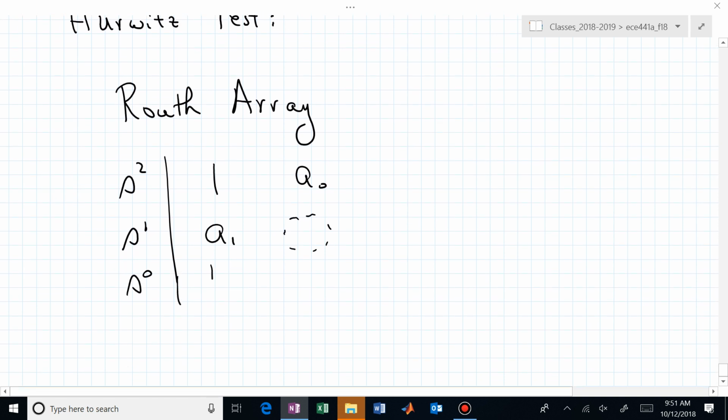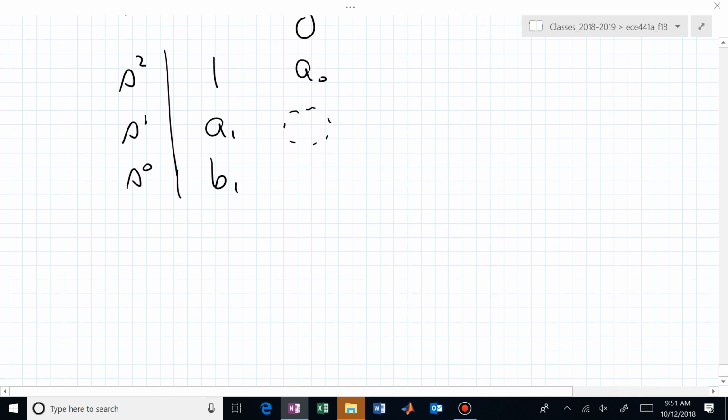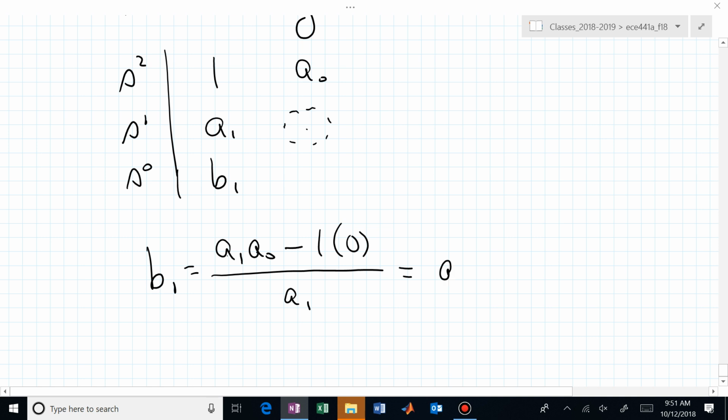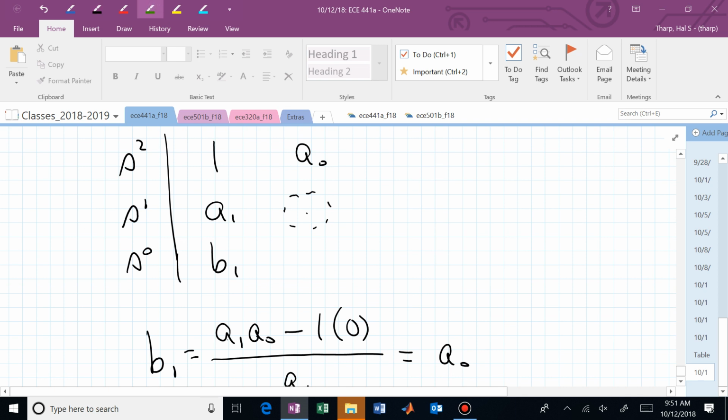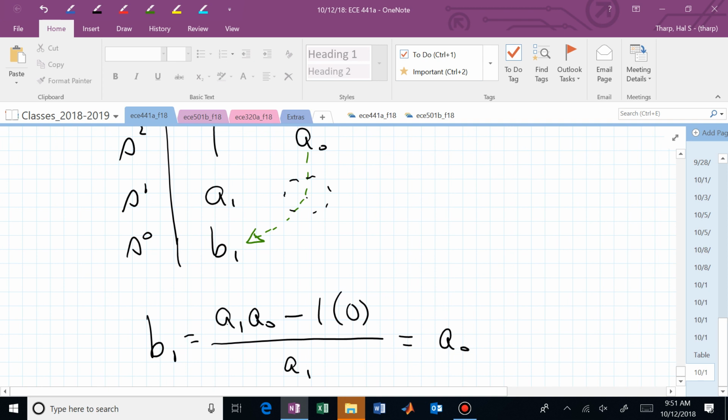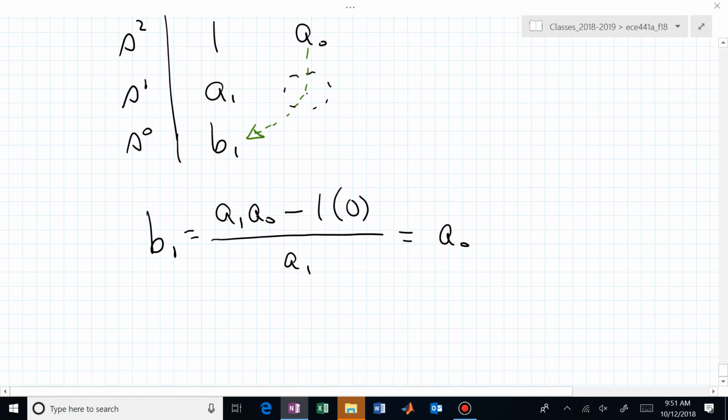Then I have my B1. And what's B1? B1 is A1 times A sub 0 minus 1 times this guy, which was 0, over A sub 1. And what happened? That became A sub 0. So when you have this blank, that A sub 0 actually pulls right down.